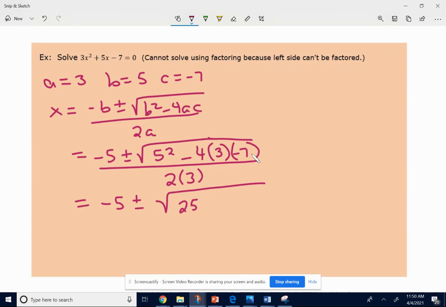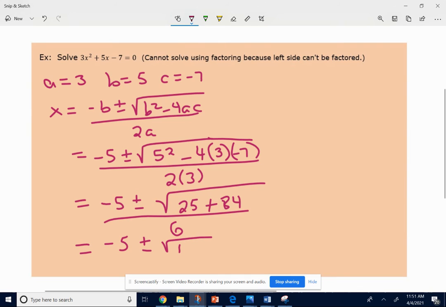A negative 4 times 3 times negative 7. Two negatives make a positive, so I'm going to get a positive 84 using my calculator. 2 times 3 is 6. Keep going. 25 plus 84 is 109, all over 6. I don't know what the square root of 109 is.